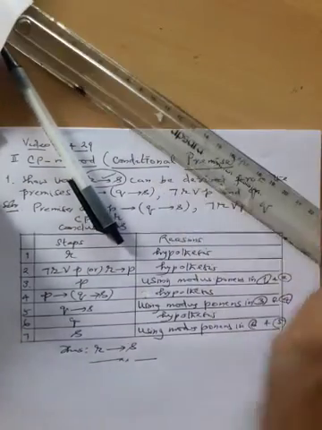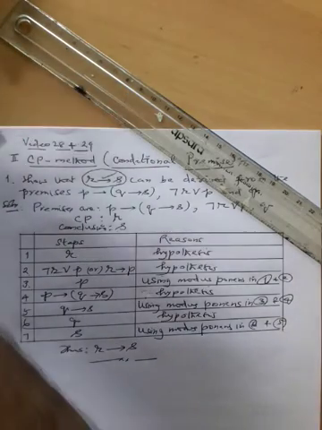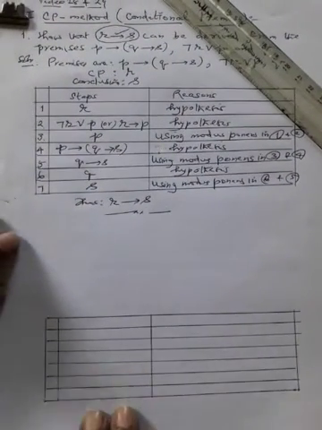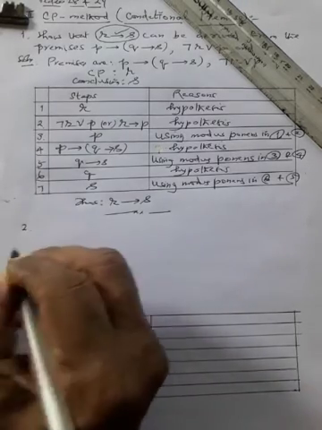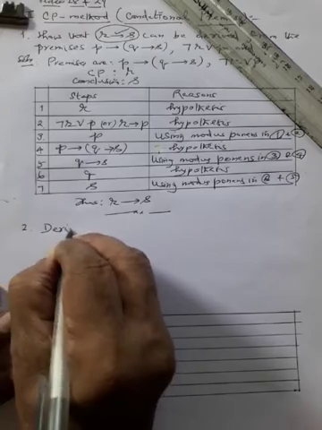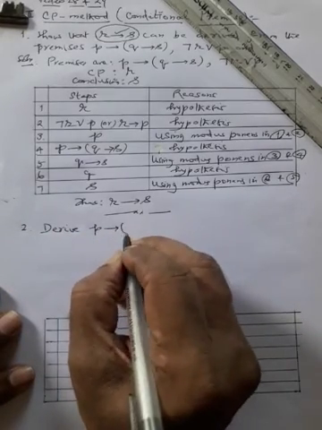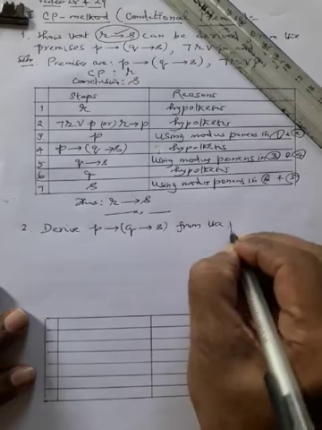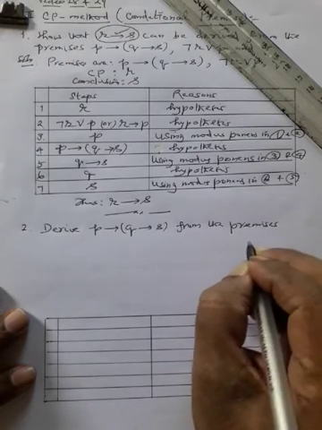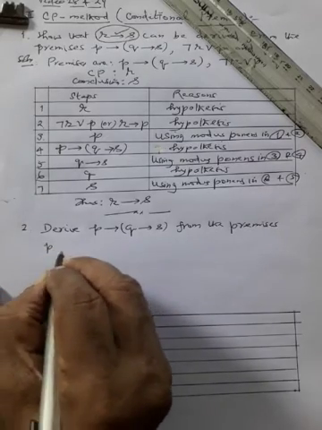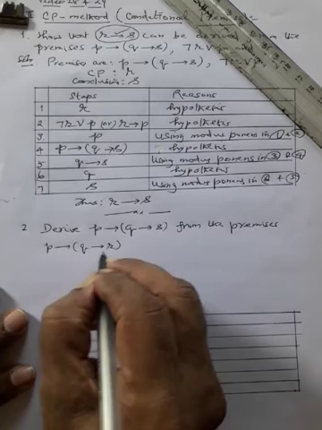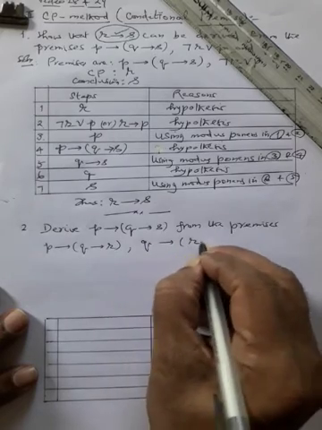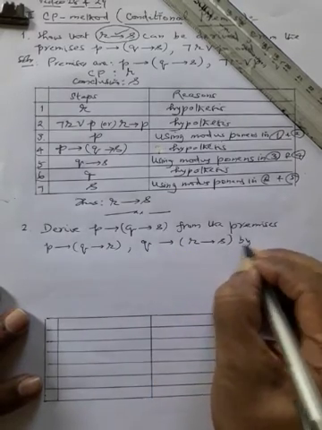So next, problem number 2. Derive P conditional (Q conditional S) from the premises P conditional (Q conditional R) and Q implies (R conditional S) by the CP rule.